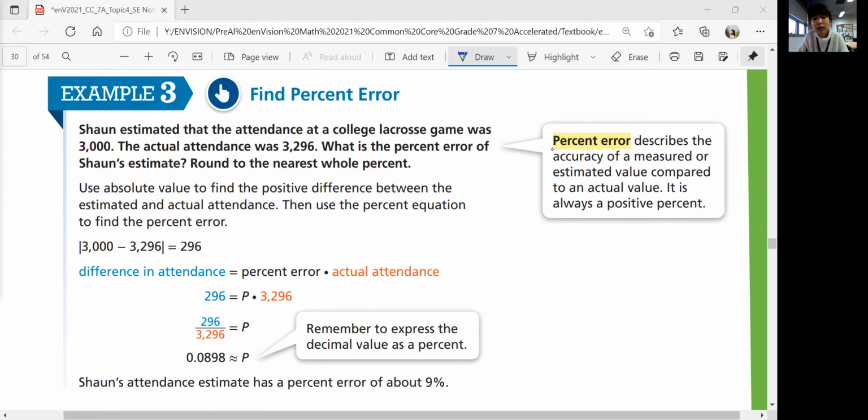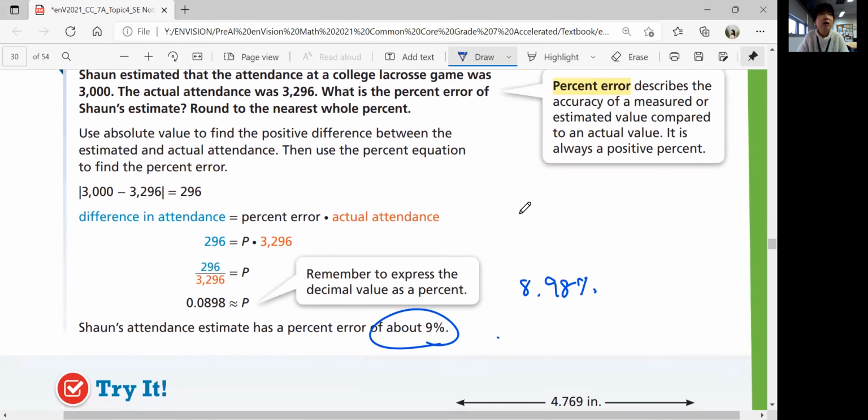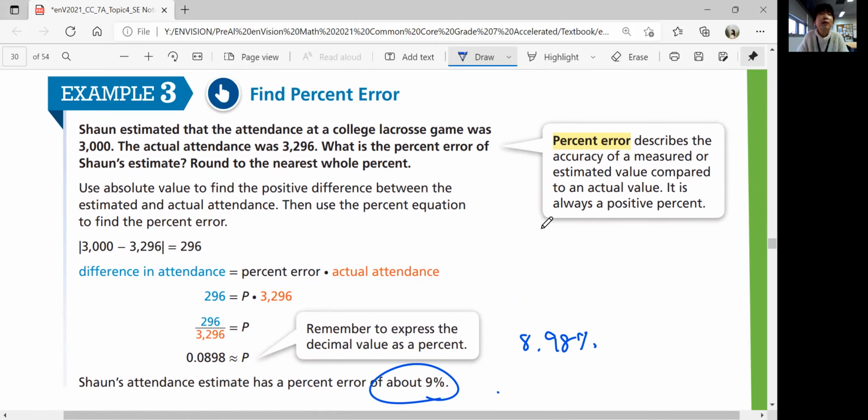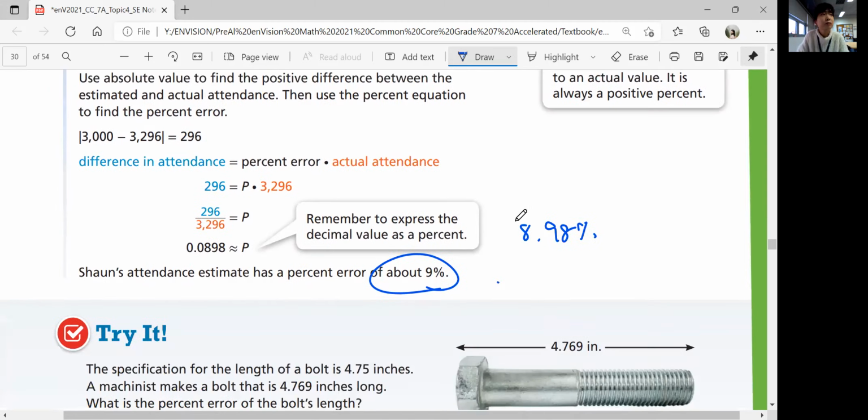So in order to solve for P, divide both sides by 3,296, and you get 0.0898. What is that in percentage? You multiply that by 100, and that's 8.98%, which is about 9%. The percent error is about 9%. Okay, so for percent error, basically you need to find the difference and then find the percent of that difference in comparison to the whole.